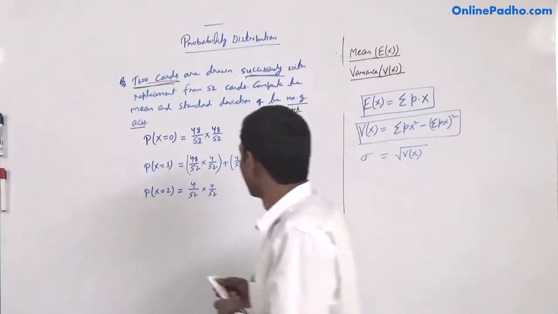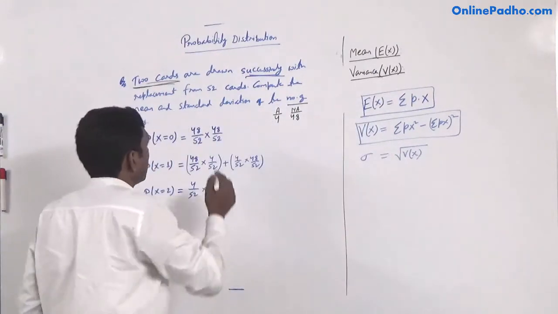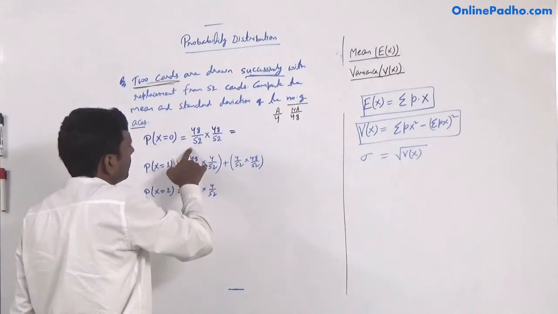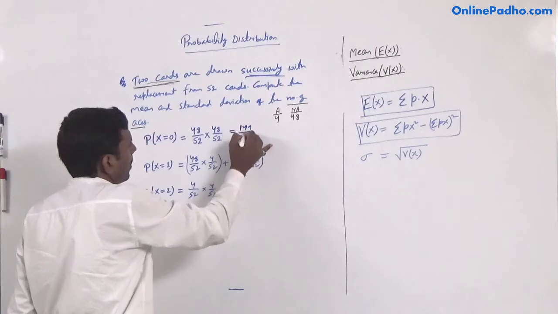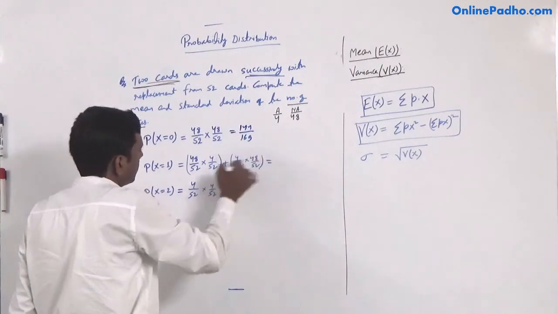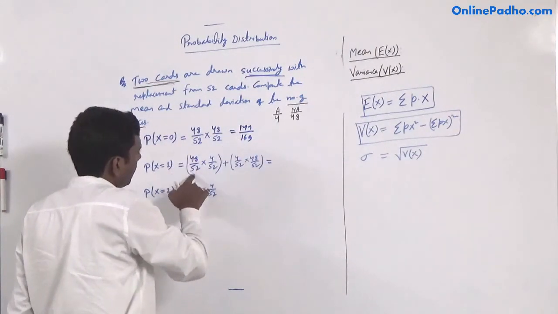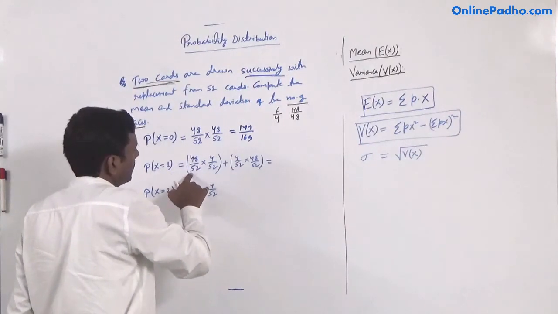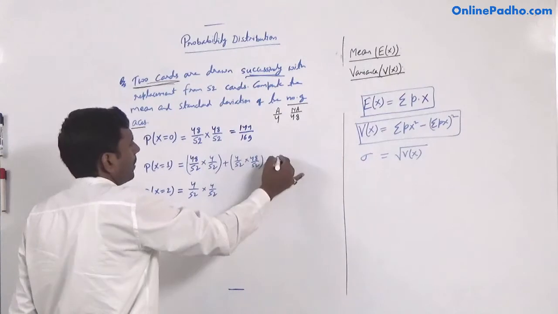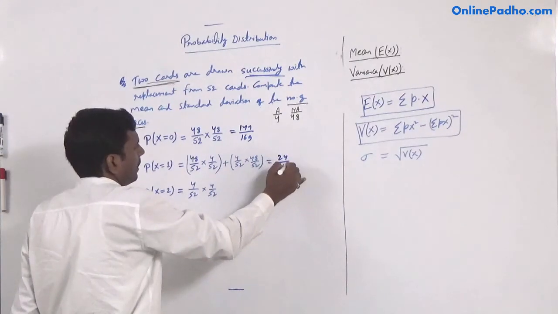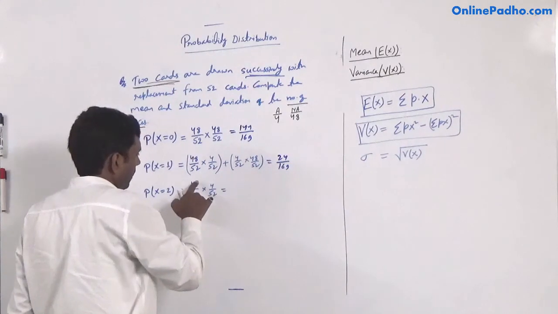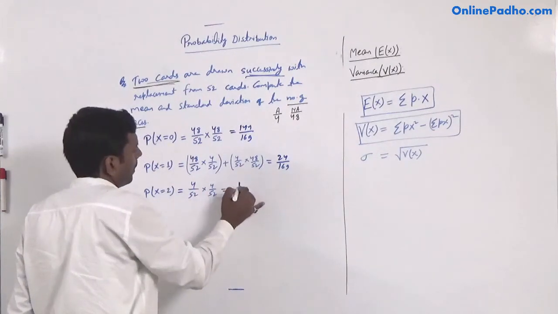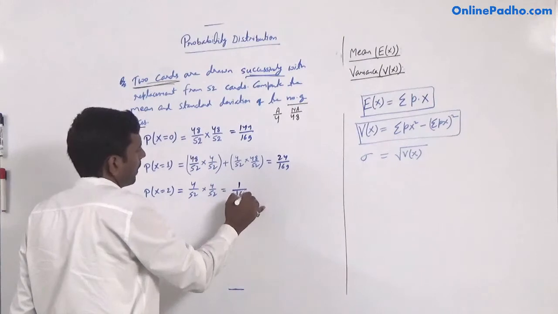Now we can solve this one. 48 by 52 will be 12 by 13, so it will be 144 by 169. You can solve this one also: 12 by 13 times 1 by 13 gives 12 by 169, and 12 plus 12 is 24 by 169. And we can solve this one: 4 by 52 is 1 by 13, so it will be 1 by 169, right?